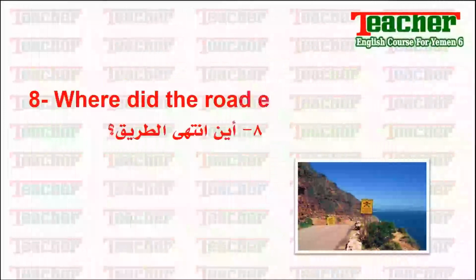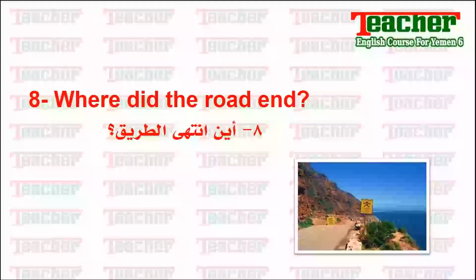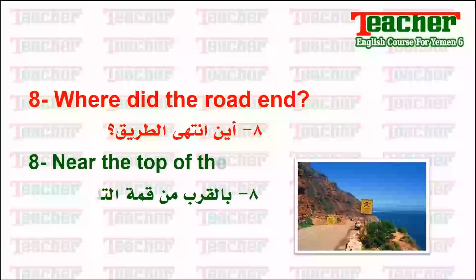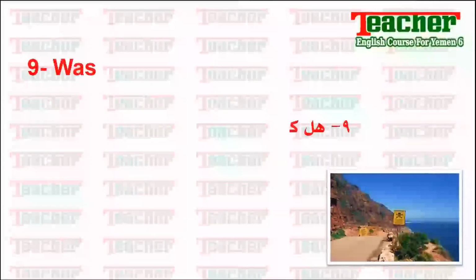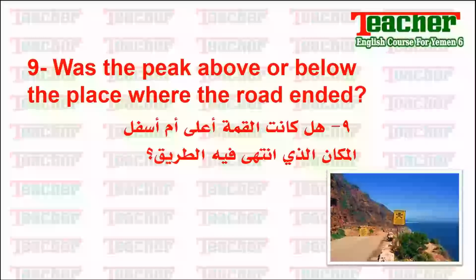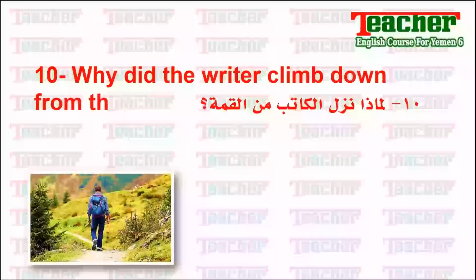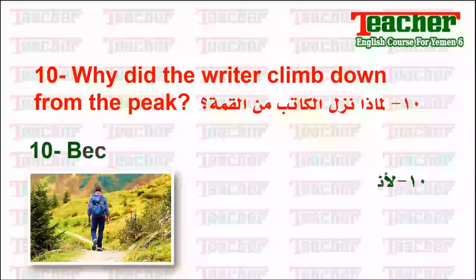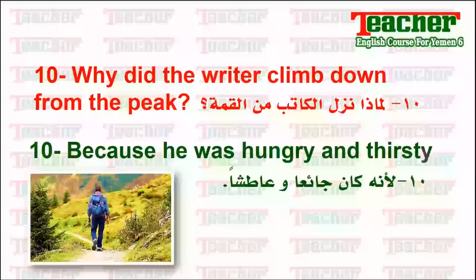8. Where did the road end? Near the top of the hill. 9. Was the peak above or below the place where the road ended? Above. 10. Why did the writer climb down from the peak? Because he was hungry and thirsty.